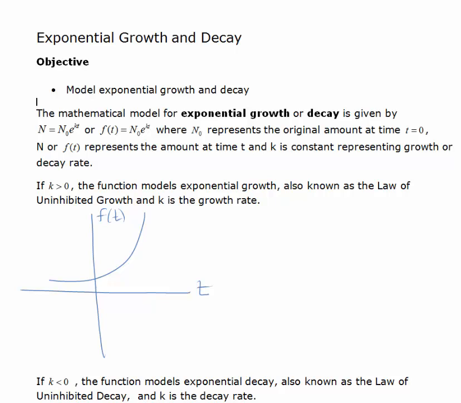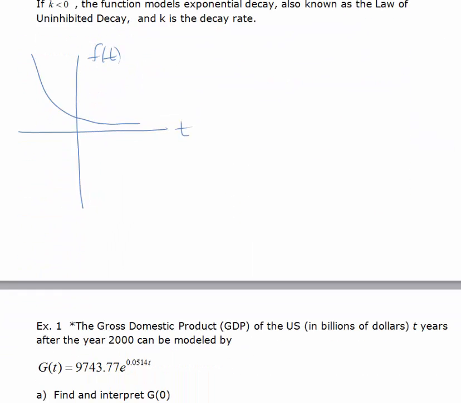So if k is greater than 0, that means you're going to have growth. This model can be called the law of uninhibited growth. And so k would be the growth rate, and you can see here your function is increasing. So this is what your function would look like. When k is less than 0, and this is also going to be called the law of uninhibited decay, you can see your function is decreasing, okay? And that's what your function would look like.